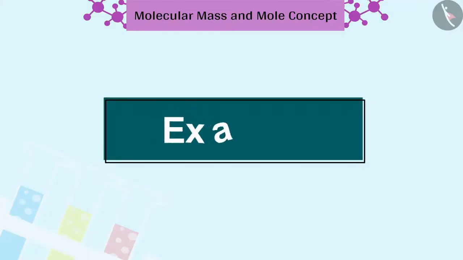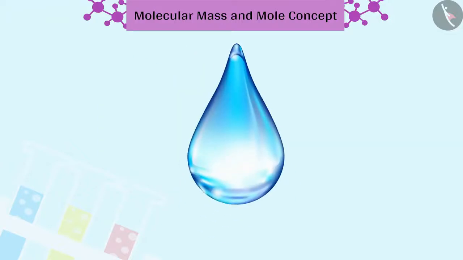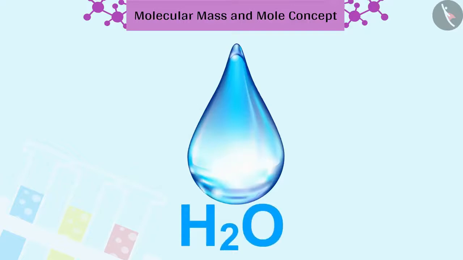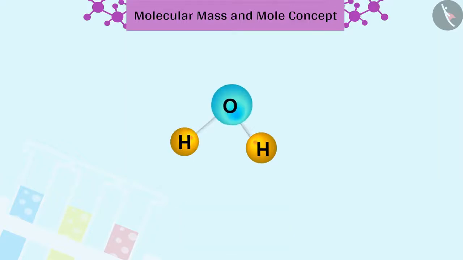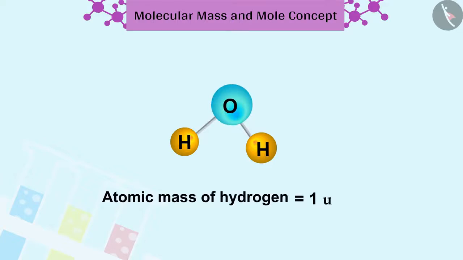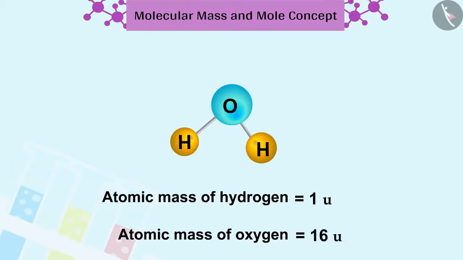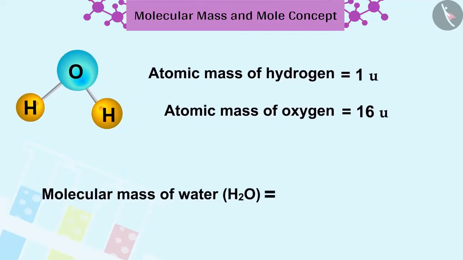Let us understand this by an example. Let us find the molecular mass of water, H2O. Water is made up of hydrogen H and oxygen O atoms. The atomic mass of hydrogen is 1 U and the atomic mass of oxygen is 16 U. So, water, which consists of 2 hydrogen atoms and 1 oxygen atom, will have a molecular mass equal to the sum of 2 into 1 and 1 into 16. That is 18 U.